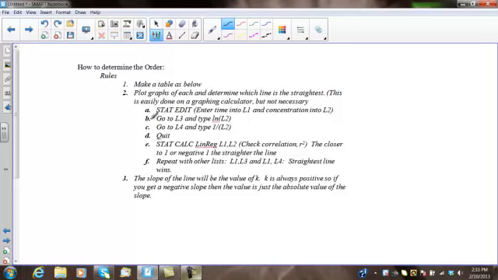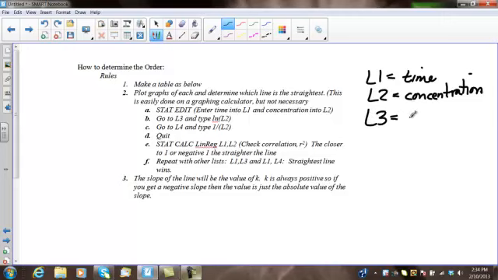So, first thing you're going to do is go into Stat Edit, and enter lists. Okay? We're going to use 4 columns. I'm going to write them over here so it's easy for you to see. L1 is going to be equal to time. L2 is going to be equal to the concentration. You will populate those lists based on the data that you're given. L3 and L4 will populate on their own when you type in the equation. So L3 is going to be the ln, the natural log, of L2, and L4 is going to be 1 over L2.